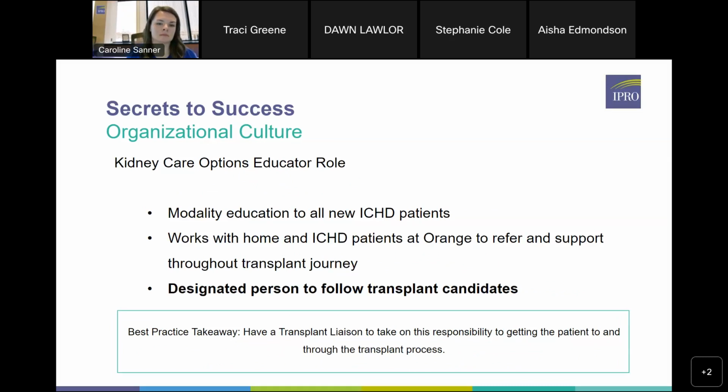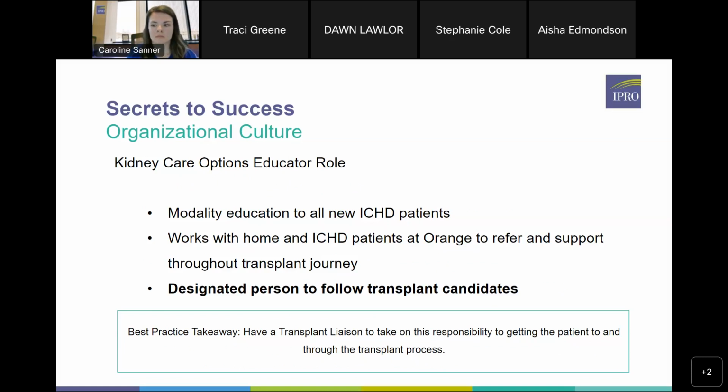So I do modality education on all the new in-center HD patients. So this gives me an opportunity to learn a little bit about them, what modalities they're interested in, make sure that they're educated, and also see if they meet the criteria for referral to transplant, and make sure that I get that process going. I work with home and in-center patients to refer and support throughout the transplant journey.